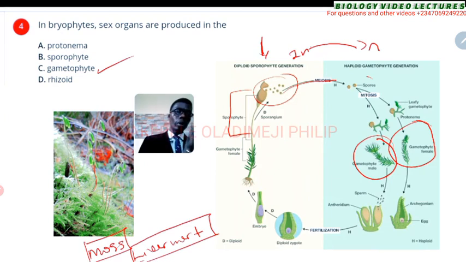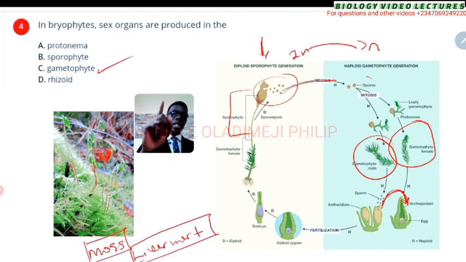So from the male gametophyte, the sperm cell will swim to the female gametophyte that contains a structure called archegonium. It means that the male gametophyte contains antheridium. Within antheridium, you have sperm cells, and within the female gametophyte, you have what we call archegonium, which contains the egg cell. So the sperm will then swim to that.